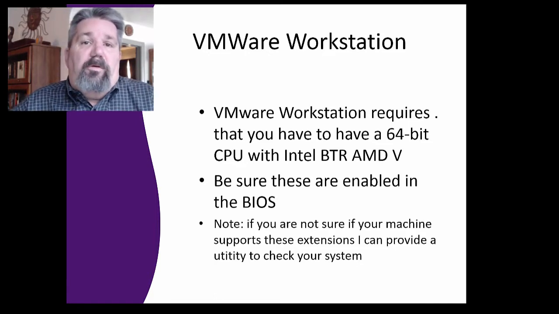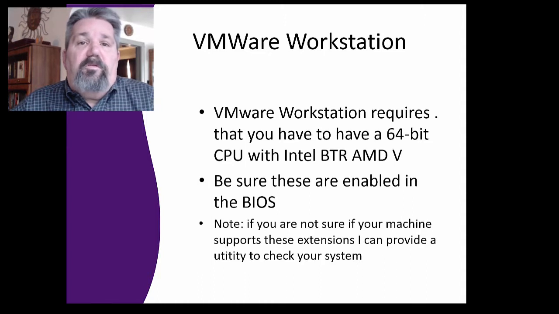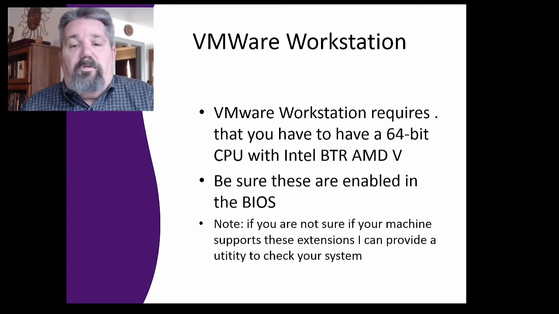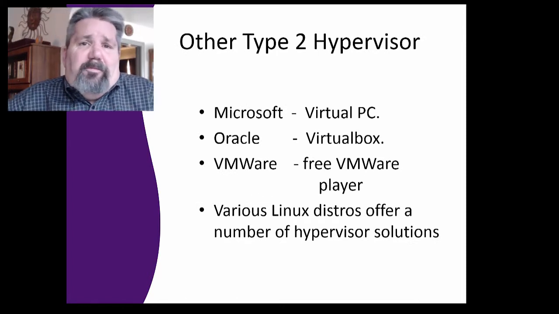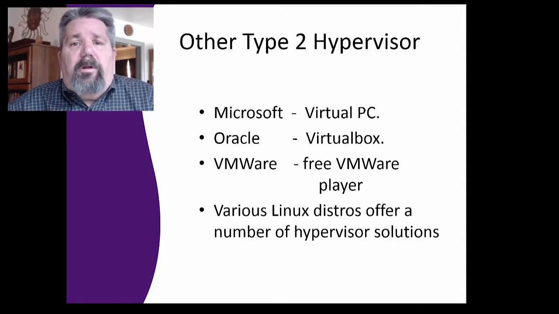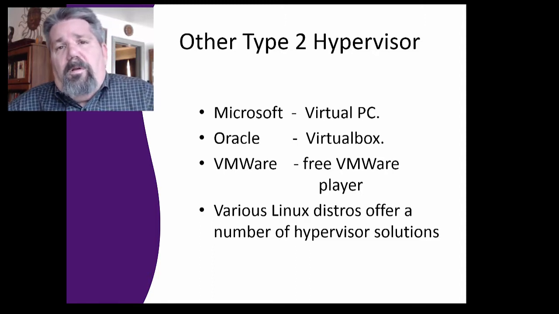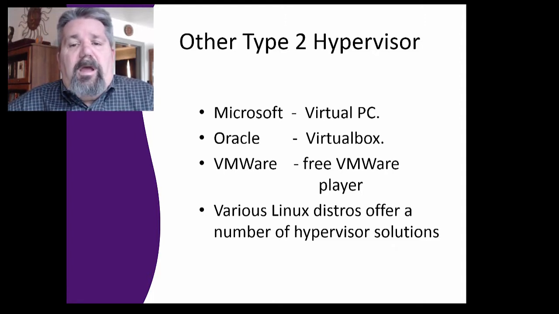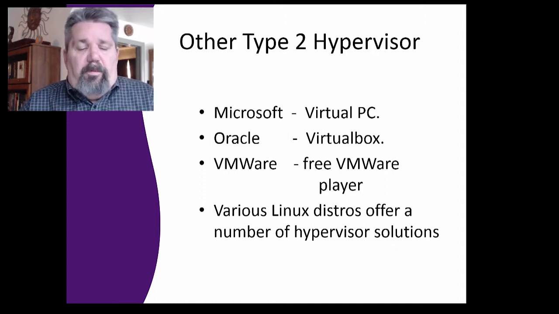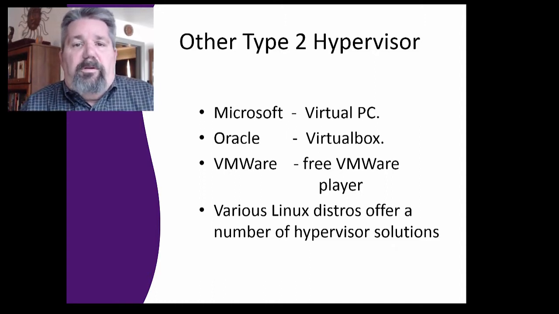If you're not sure about whether or not your machine supports those extensions, I have the links to some tools that you can download and run to make sure your machine actually supports those. If you don't like VMware and you want to do it at home, there's some other free Type 2 hypervisors. Microsoft has their Virtual PC. Oracle has a product called VirtualBox. We mentioned VMware's free VMware Player. Almost all of the Linux distributions have some kind of hypervisor solution. That we really don't have time to go into today, but we can do that in a later presentation.